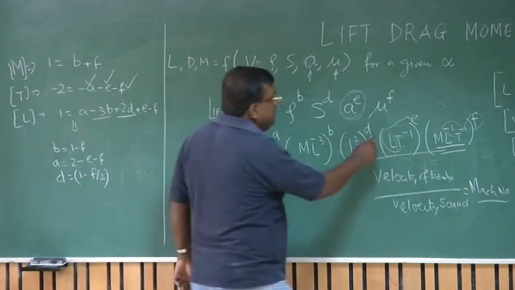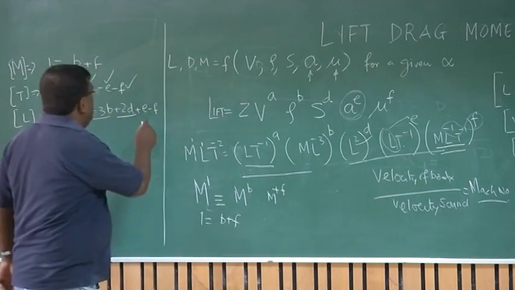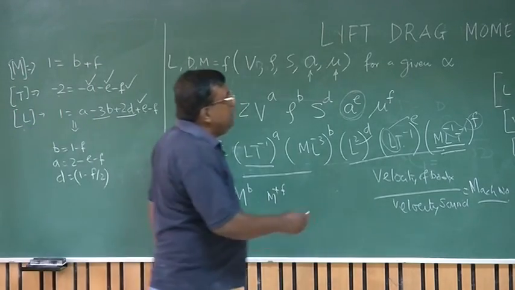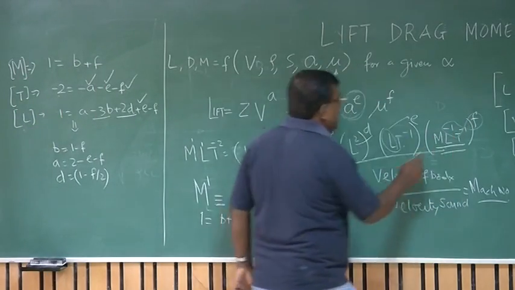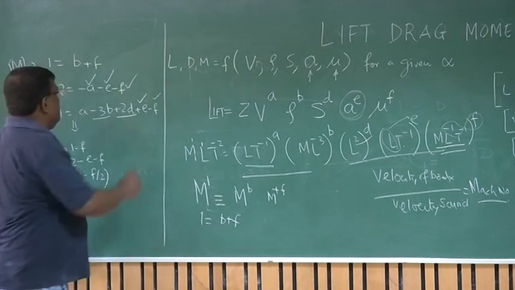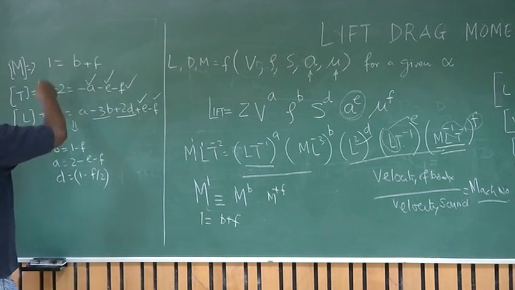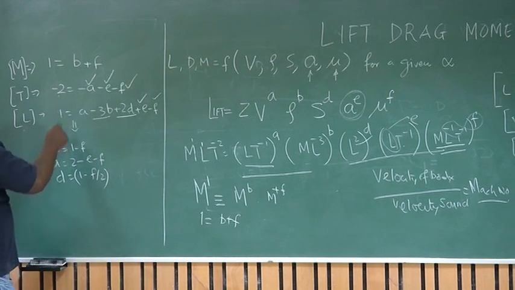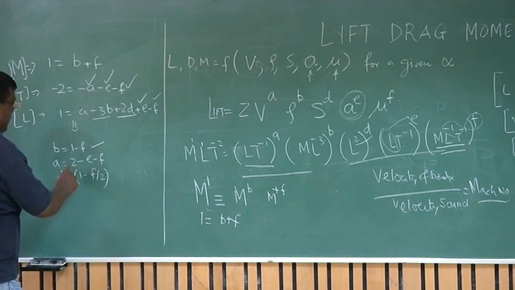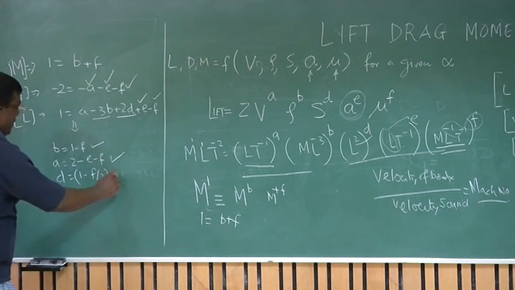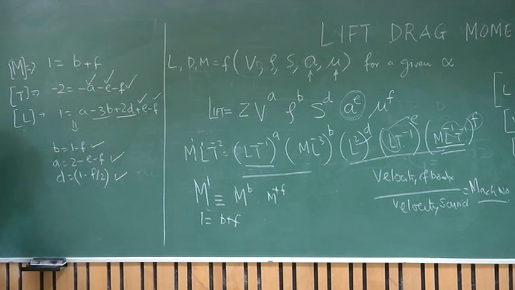If I come here, it's L to the power E, so E is there, and here L to the power minus F, so minus F is there. Right? This is by comparing the exponent of dimension M, T and L. Now if I do some rearrangement, I can show that B equal to 1 minus F, A equal to 2 minus E minus F, and D equal to 1 minus F by 2.